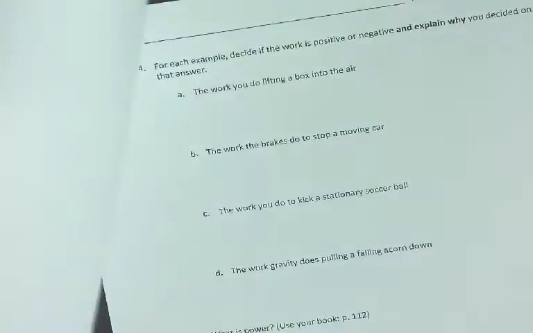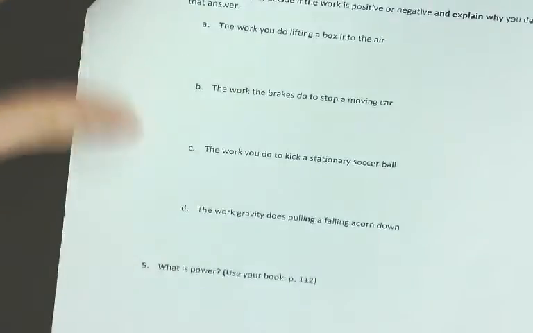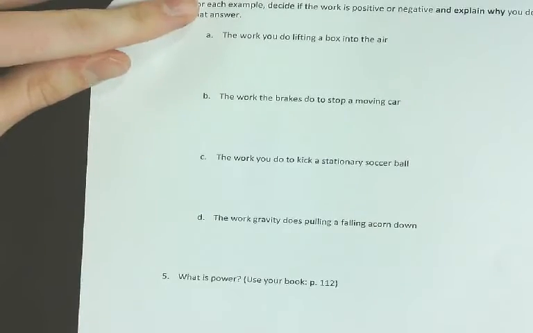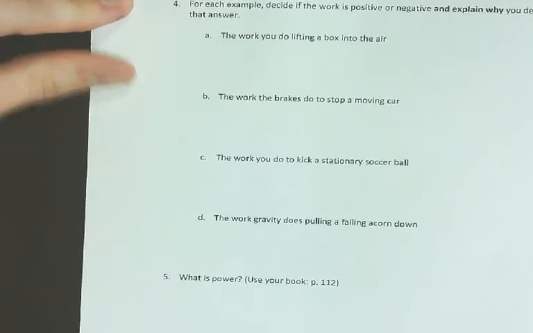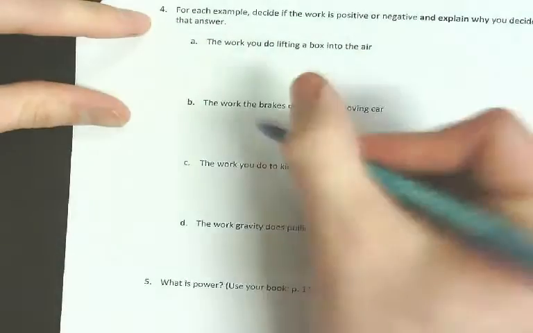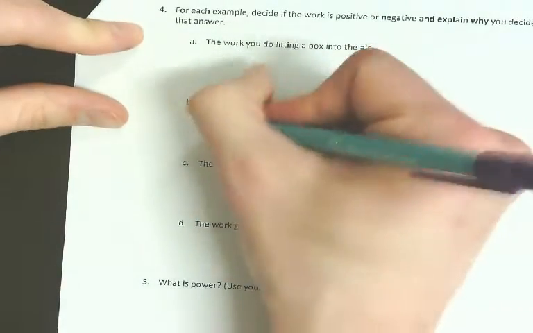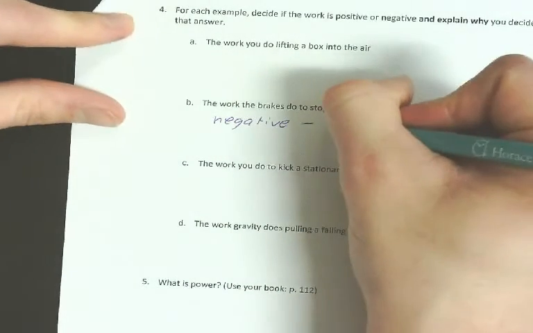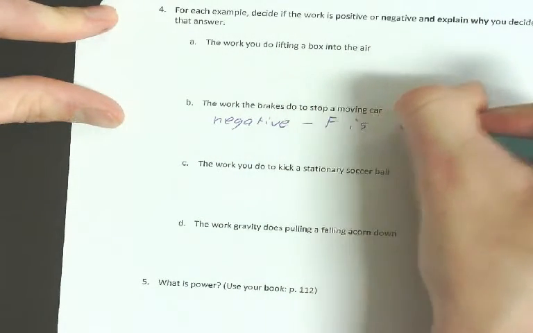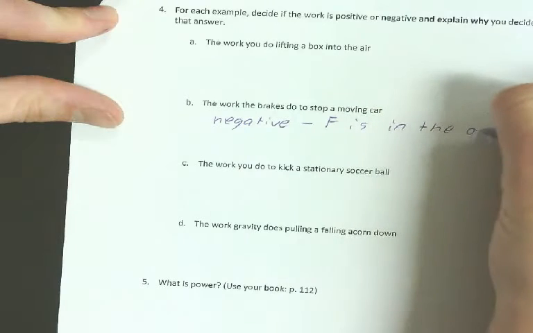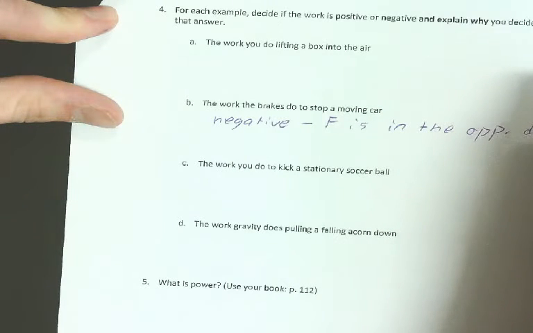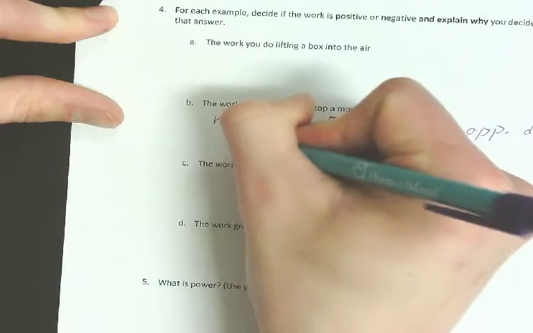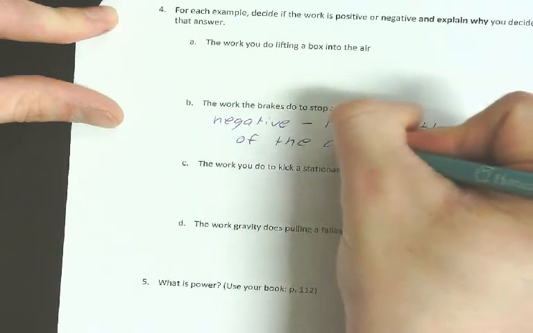All right, flip to the back. All right, number 4. For each of the examples, decide if work is positive or negative and explain why you decided on that answer. I did one of them already. Work the brakes do to stop a moving car. So that is negative work. And the reason I know it's negative is because F is in the opposite direction of the car's motion.